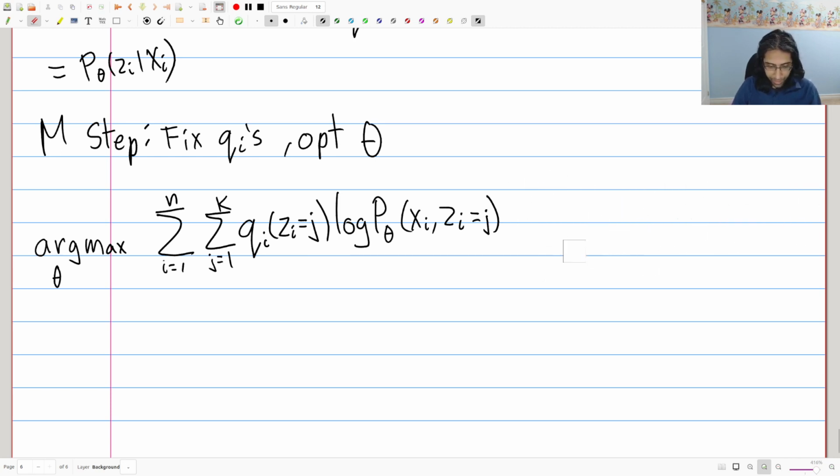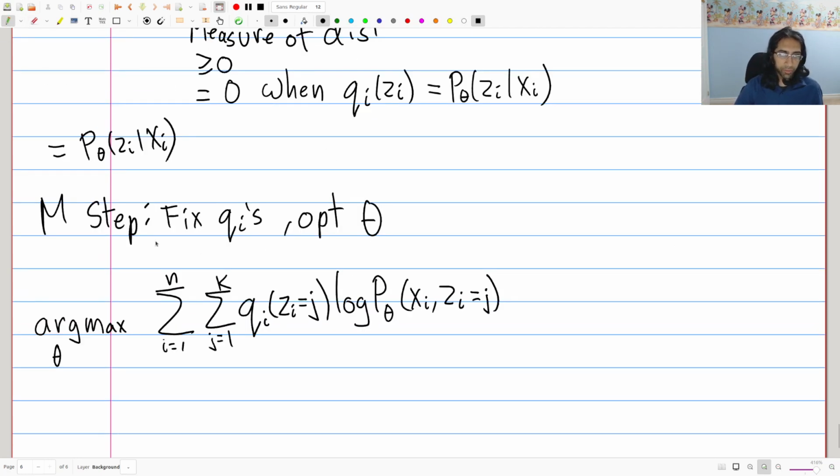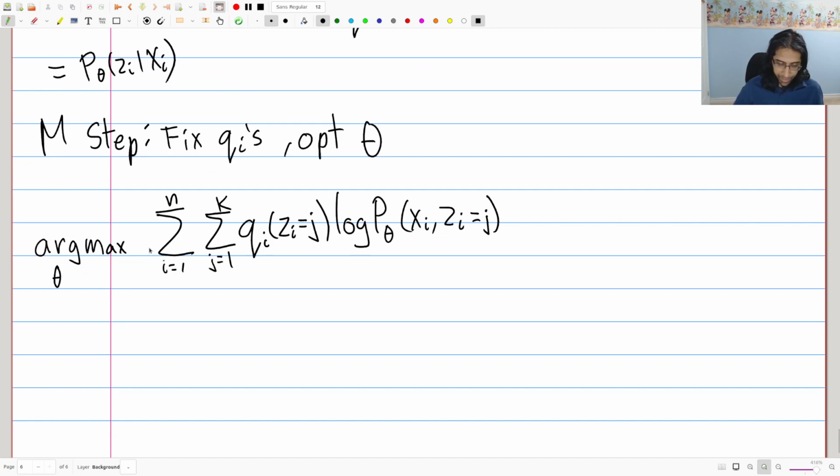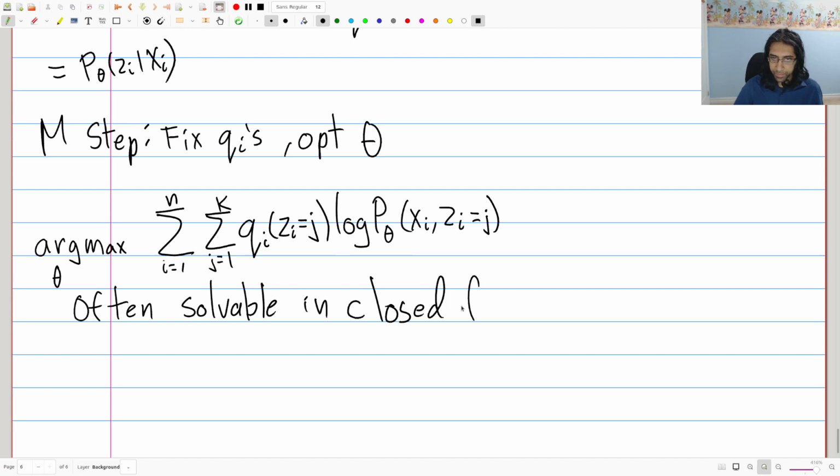And that's it. This is basically the optimization problem we have to solve when we're doing the M step. Now, this might not seem like great, but this is often solvable in closed form. And we'll see that for GMMs.